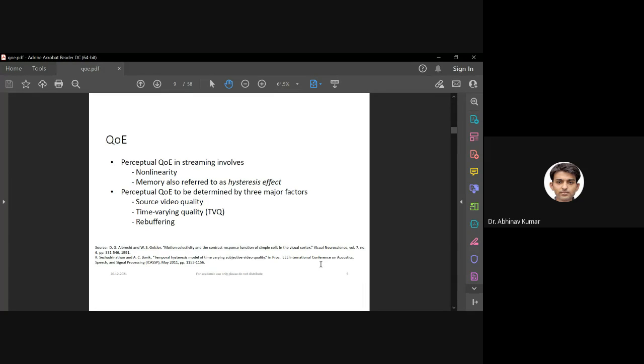So it's very difficult to segregate out past from the present, and that is why capturing this kind of a hysteresis effect in the perceptual QoE measurement is also really important.